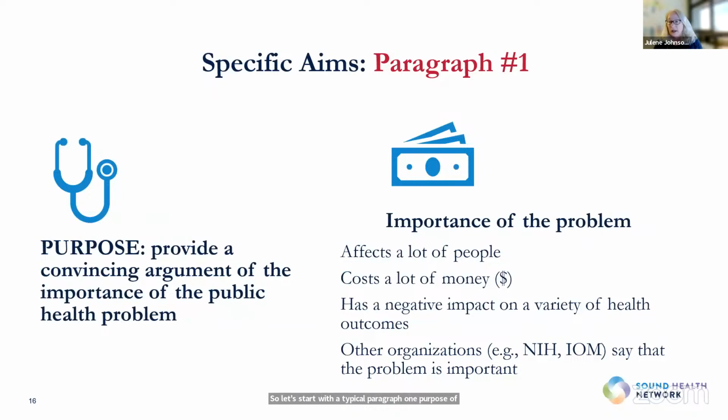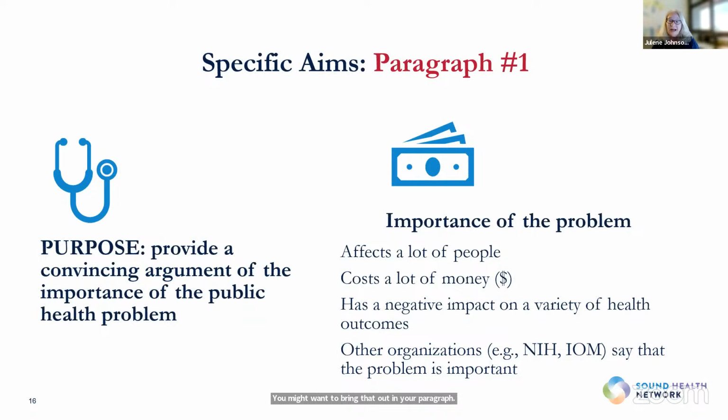The purpose of paragraph 1 is to provide a strong argument about the importance of the public health problem that your grant proposal will address. A few strategies that can be used to highlight the importance of the public health problem, if appropriate, are, for example, to write about how it may affect a lot of people. For example, Alzheimer's disease is the most common type of dementia, and about 6.5 million people in the United States live with Alzheimer's disease. Or perhaps you could also argue that it costs a lot of money. And as another example, it typically costs an additional $400,000 to care for somebody living with dementia. You might want to bring that out in your paragraph 1.